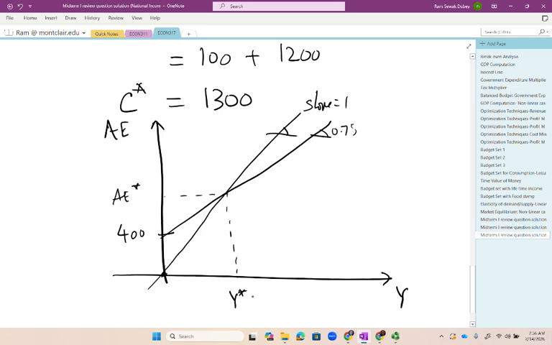And if we do draw this graph to the scale, we will be able to find out that the national income in equilibrium turns out to be $1,600. And this is a good point to stop.